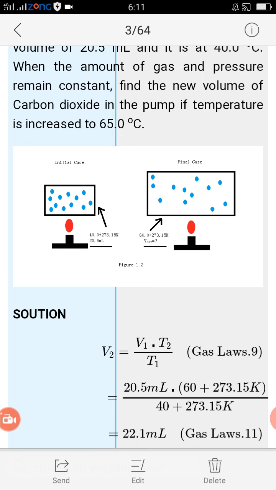It means the earlier initial volume is less as compared to the final value. It means after increasing temperature, volume is increased.